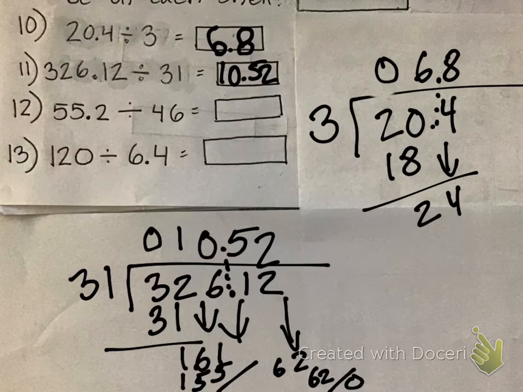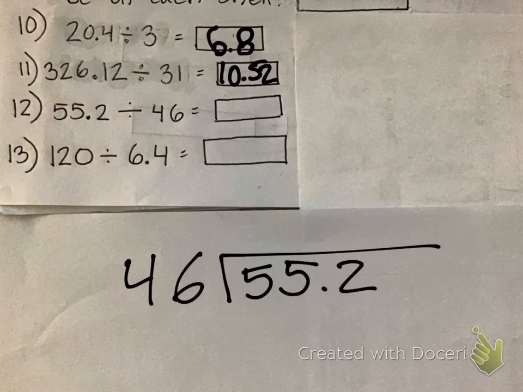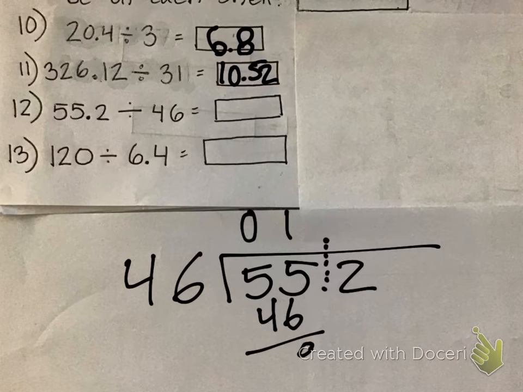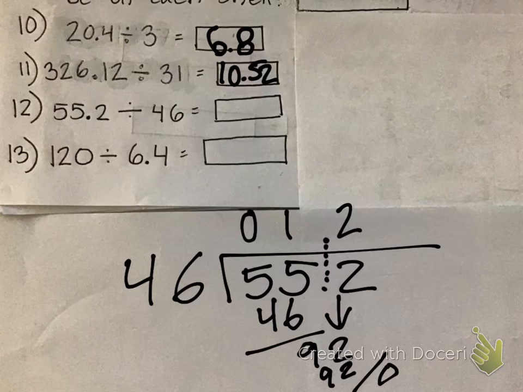Let's try it with number 12. Here, 55.2 divided by 46. I'm just immediately going to bring my decimal up because we already know to do that. 46 goes in 1 time, 46. That brings it to 9.2, and I'm going to bet you, yep, it goes in 2 times, 92, 0. So our answer is 1.2. Our decimal just goes straight up. The last one's a little different though, so I want you guys to try the last one and then bounce around your ideas to me.